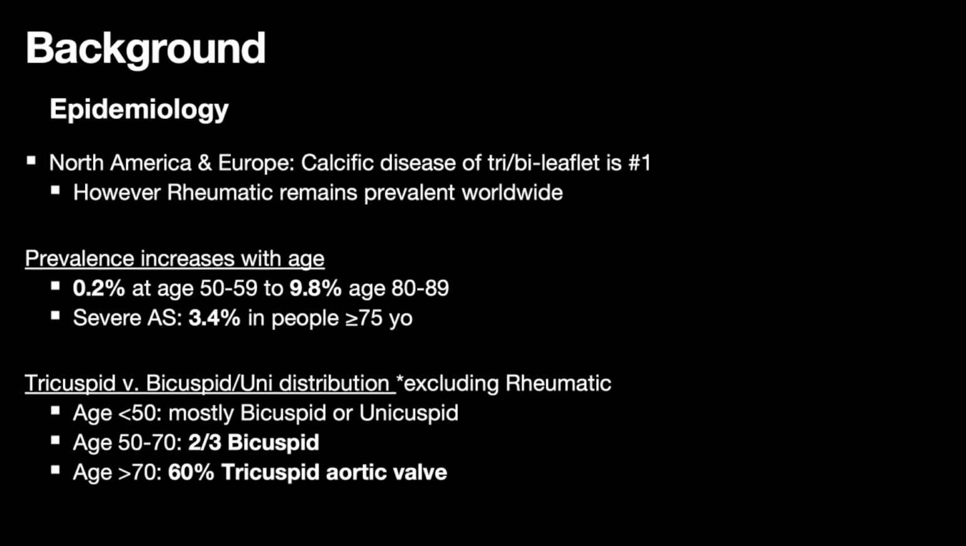The prevalence, as we know, increases with age, and there's a bit of a breakdown as you age in terms of the distribution of how many valves are tricuspid and bicuspid. These numbers exclude rheumatic valves, but for people with significant aortic stenosis below age 50, it's mostly bicuspid or unicuspid valves. As you age, that proportion shifts towards calcified tricuspid aortic valves, but there's certainly an overlap period. And bicuspid valves can degenerate sooner and also become calcific, which muddies the waters a little bit.